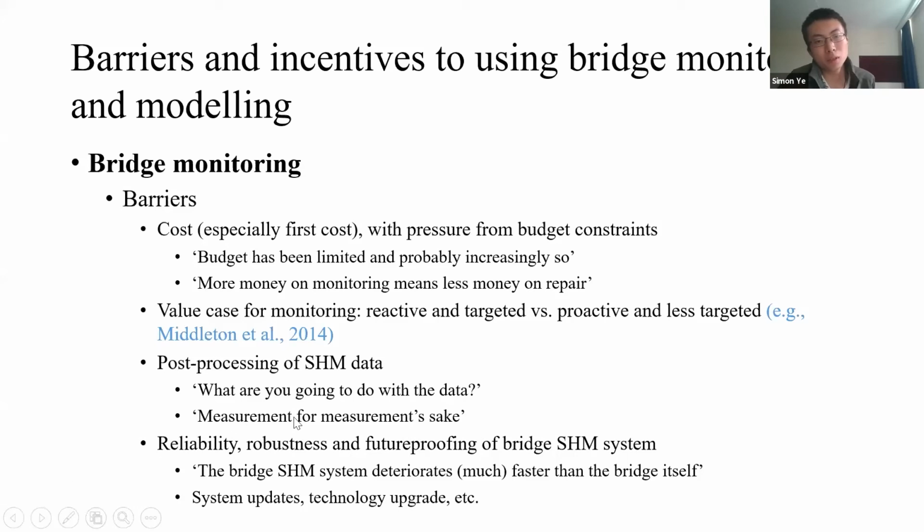Currently, most of the structural health monitoring deployment is basically measurement for measurement's sake. And the last one is also a very important one: the reliability, robustness, and future-proofing of bridge structural health monitoring systems. Based on some people's experience, the bridge structural health monitoring system deteriorates much faster than the bridge itself. If you put a monitoring system in and the bridge is not going to fail for 30 or 40 years, you need to constantly replace that monitoring system. That's not a very ideal scenario for the bridge owner. There's also a problem with system updates and technology upgrades. Is the monitoring system you put in valid in 30 years time? So those are the barriers for bridge monitoring.